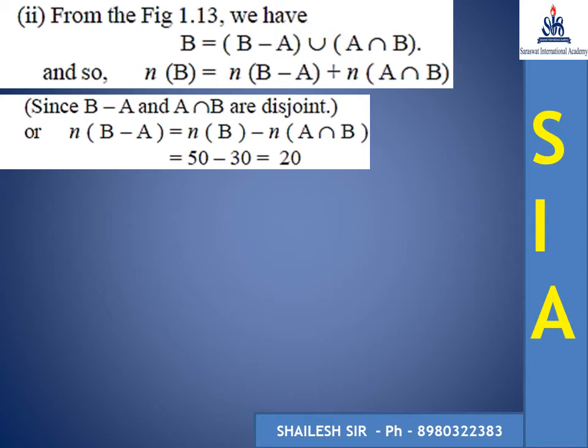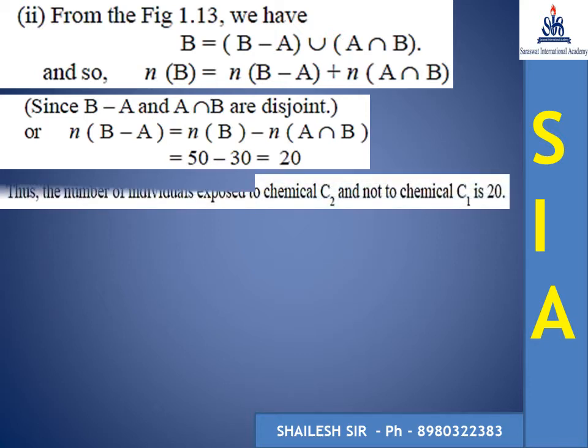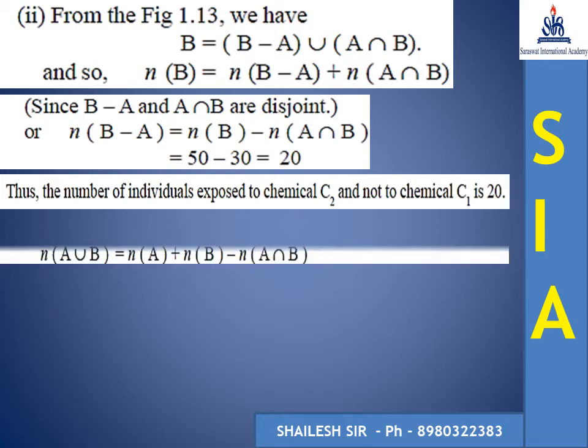Yes students, here B minus A and A intersection B are always disjoint. Disjoint means they have nothing in common between them, B minus A and A intersection B. Now I go to the third related question. The number of individuals exposed to chemical C2 but not chemical C1 is 20, already written here in the statement.